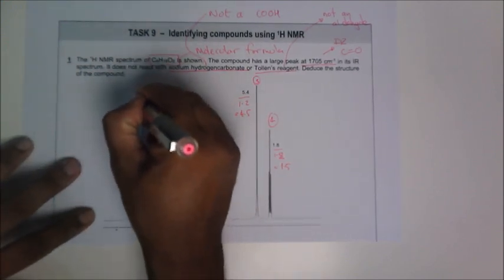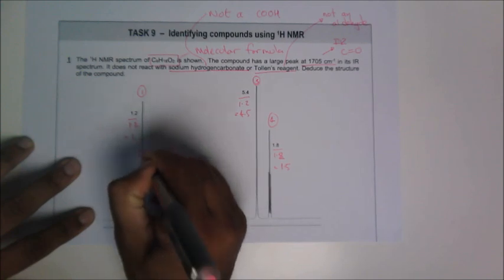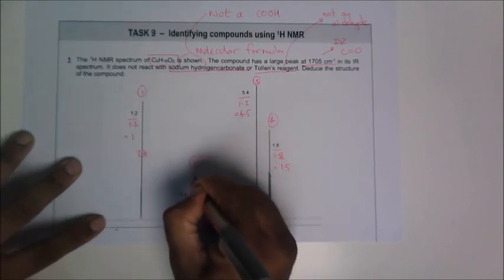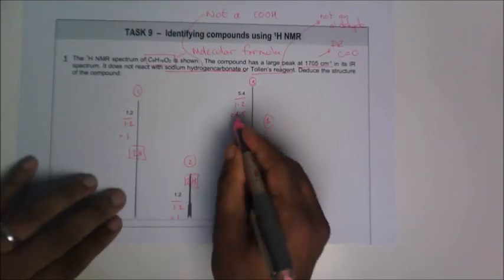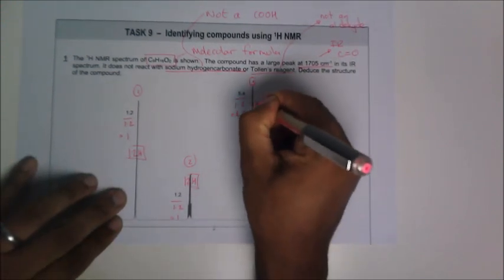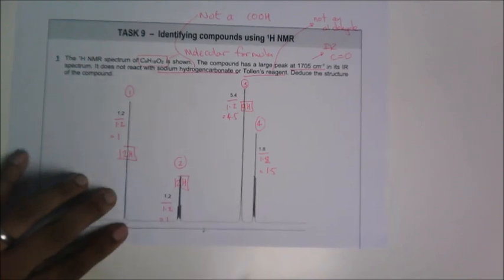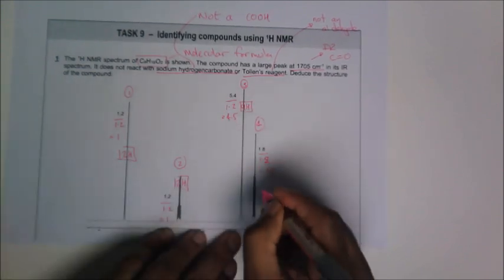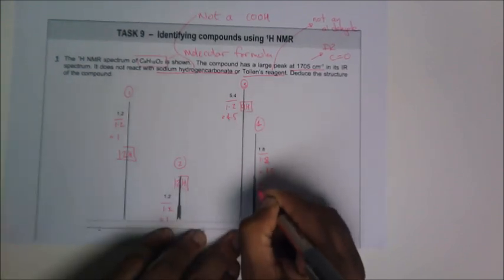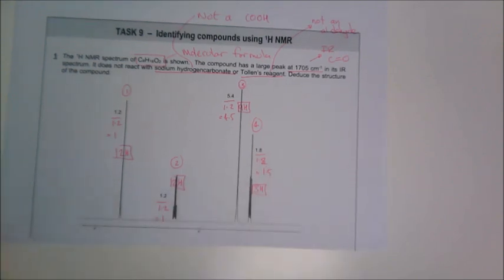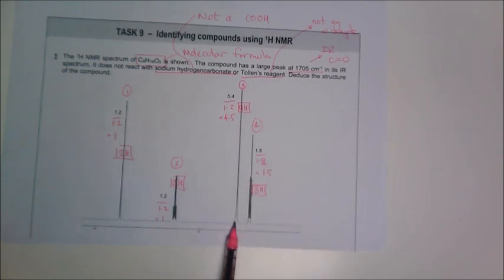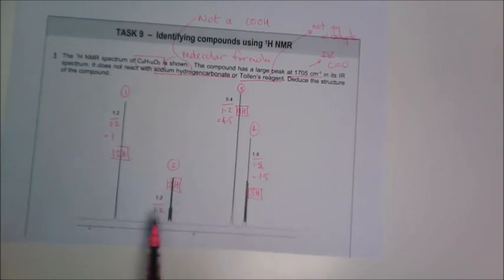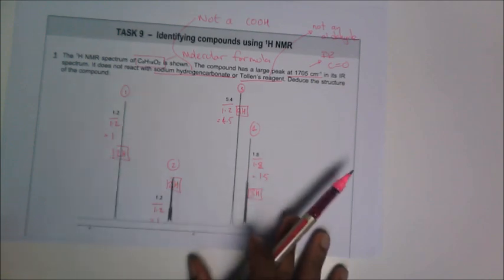So essentially what you've got is 2 hydrogens in this environment, 2 hydrogens in this environment. We've got 9 hydrogens in this environment because it's 4.5 times 2. And then we've got 3 hydrogens in this environment because it's 1.5 times 2. So that's quite a useful starting point where you can see you've got 9 hydrogens in one environment, 3 hydrogens in one, 2 hydrogens in another, and 2 hydrogens in the other.